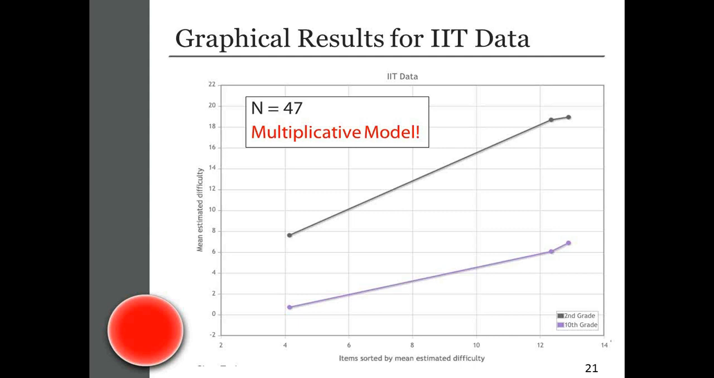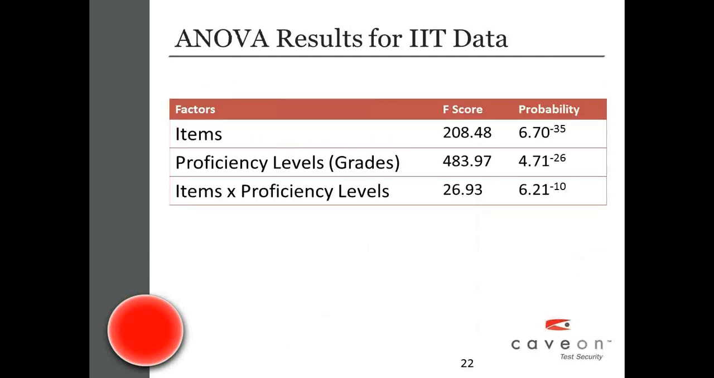The people judging for second graders obviously rated all the items more difficult. But is this truly a multiplicative model? So let's go to the next one. By the way, Scorpion produced these results fairly quickly and also produces an analysis of variance almost as quickly. So the next slide shows the statistical evaluation of these.